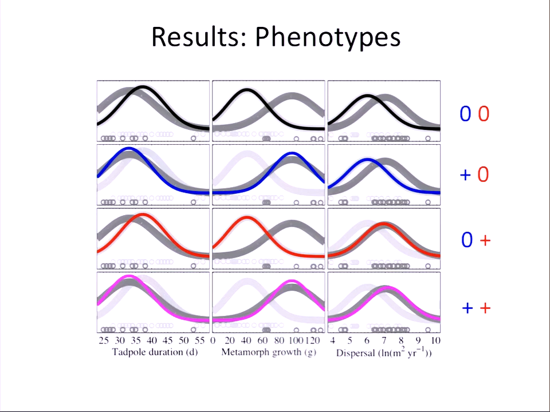On the left column, we have the tadpole duration, metamorph growth, and dispersal, and then the 4 different scenarios in the rows. The light gray is the fit to the data before spread, and the dark gray the fit to data after spread, and then the colored lines are the model results. And we see that the model actually does a pretty good job of fitting to the data on what the phenotype change is over time. And this is all done with very realistic estimates of the heritability, suggesting that this evolutionary process really is a very good explanation for these phenotype changes that we've seen in the past 72 years.